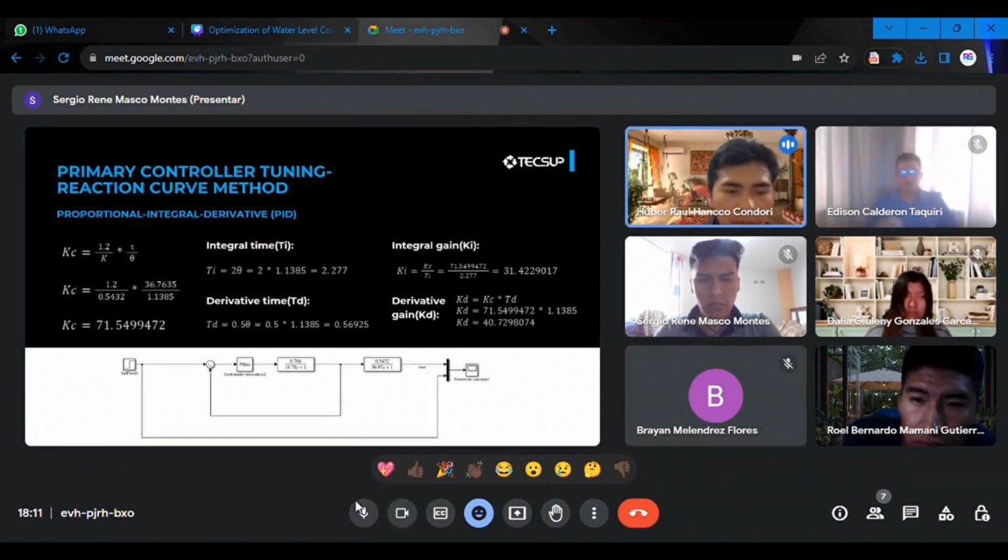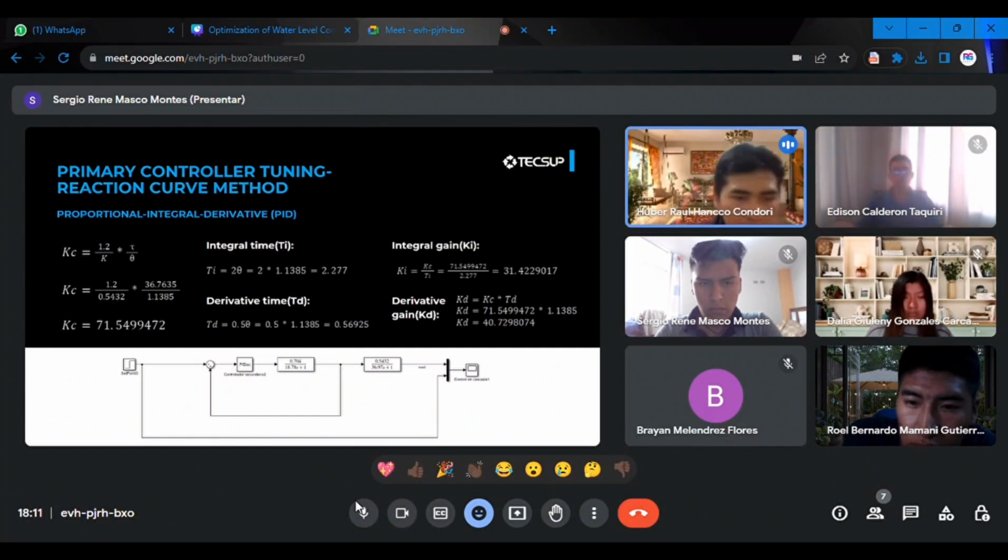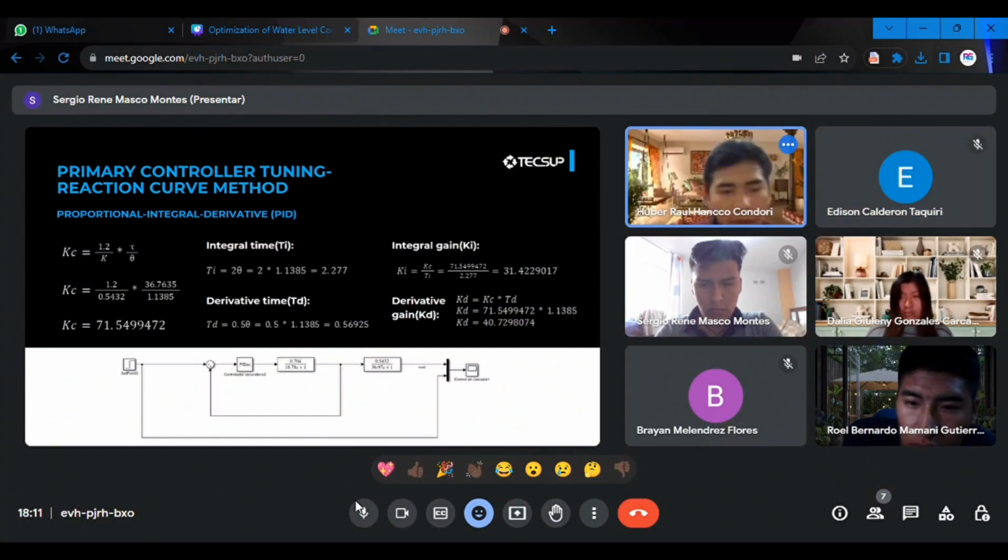In this case it is flow. This process is in open manual tuning. Okay, continue.